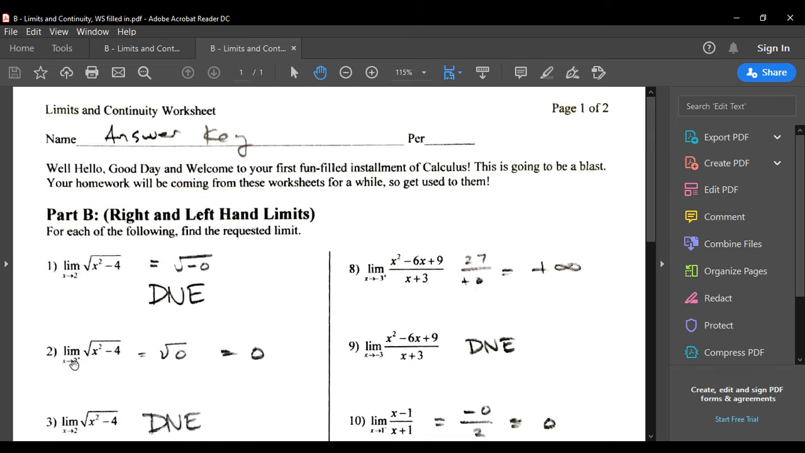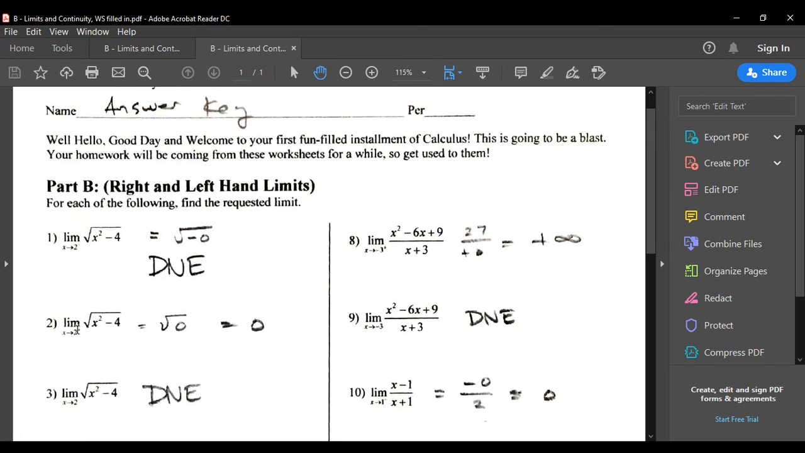If I approach 2 from the positive side, the limit of the square root of x squared minus 4: well, if x is a number that's just slightly greater than 2, it's going to approach 0 from the positive side. And the square root of positive 0 is 0. But since these two do not agree with each other, the overall limit as x approaches 2 does not exist.